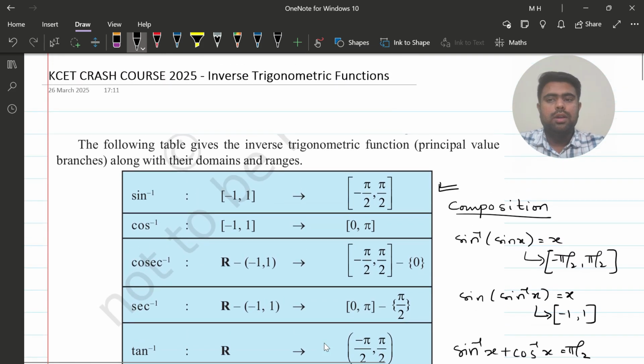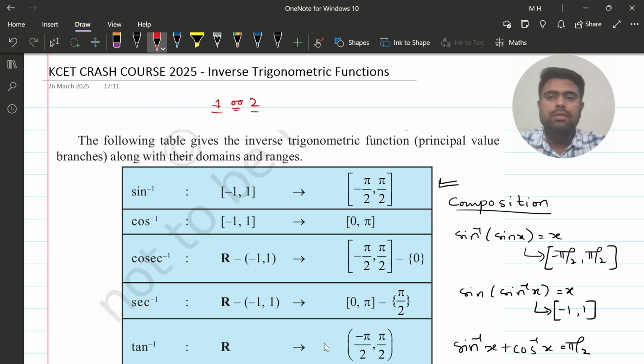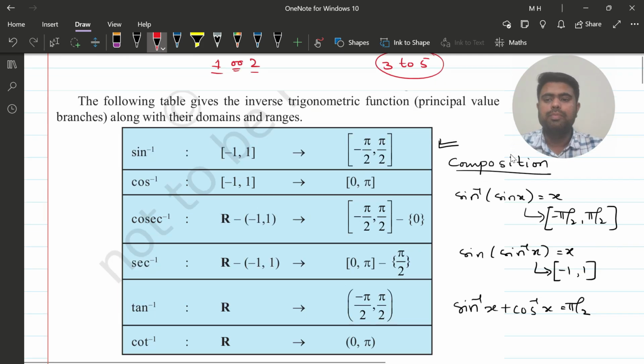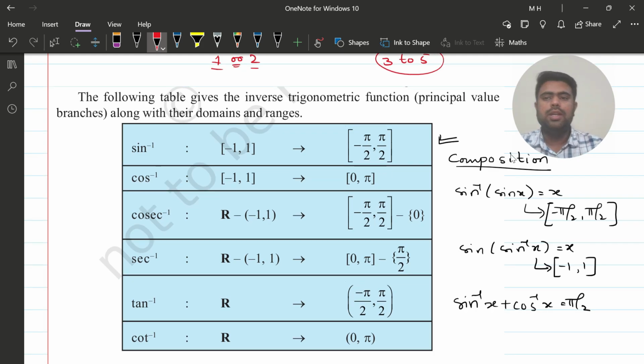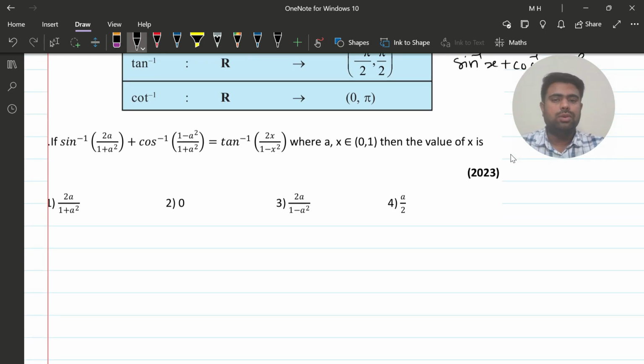So I request you to kindly go through these properties, understand these, and then come back to solve the MCQs. The weightage of this chapter is going to be around 1 or 2 questions every year. Trigonometric functions and inverse trigonometric functions put together, you might get anywhere around 3 to 5 questions. So it is going to be an important domain for you. Fine, so without any further delay, let us take up a few PYQs on inverse trigonometric functions. Let us now go to the first question.